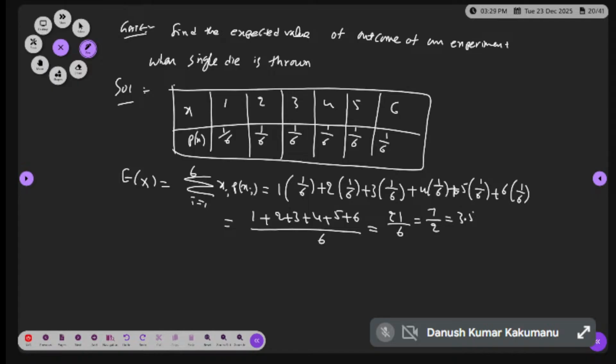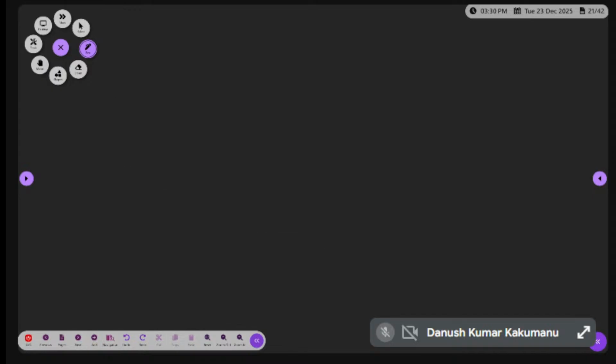Next question. Find the expected value of the sum of the faces when two dice are thrown. What is the question? Find the expected value of the sum of faces when two dice are thrown.